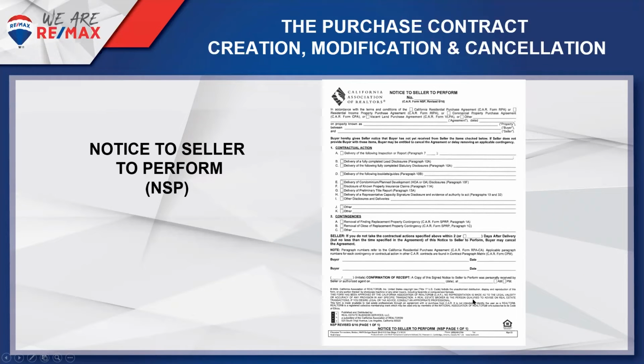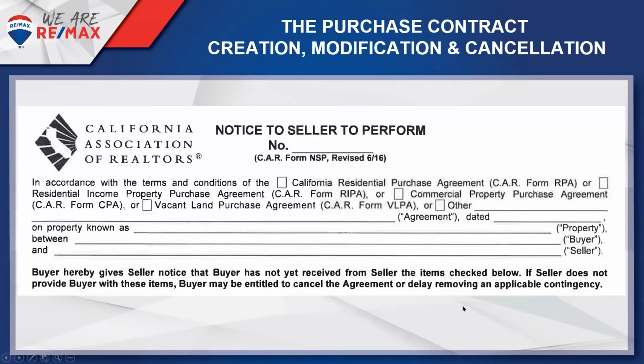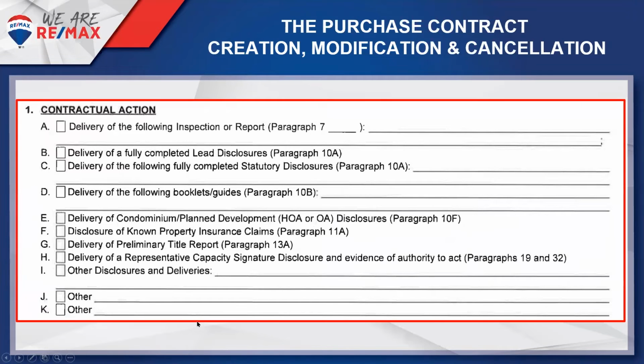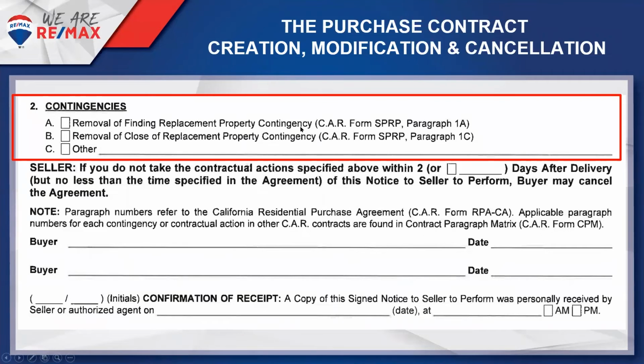Okay, the notice to seller to perform is actually very similar to the notice to buyer to perform. The top identifies the contract, the date of the contract, the property, and the buyer and the seller. The contractual items are on the top. In paragraph 1, there are several things the seller is contractually obligated to do, and if they haven't done it, you can give the seller a notice to perform. And the contingencies are far fewer, because there are not many contingencies in an RPA that favor the seller.